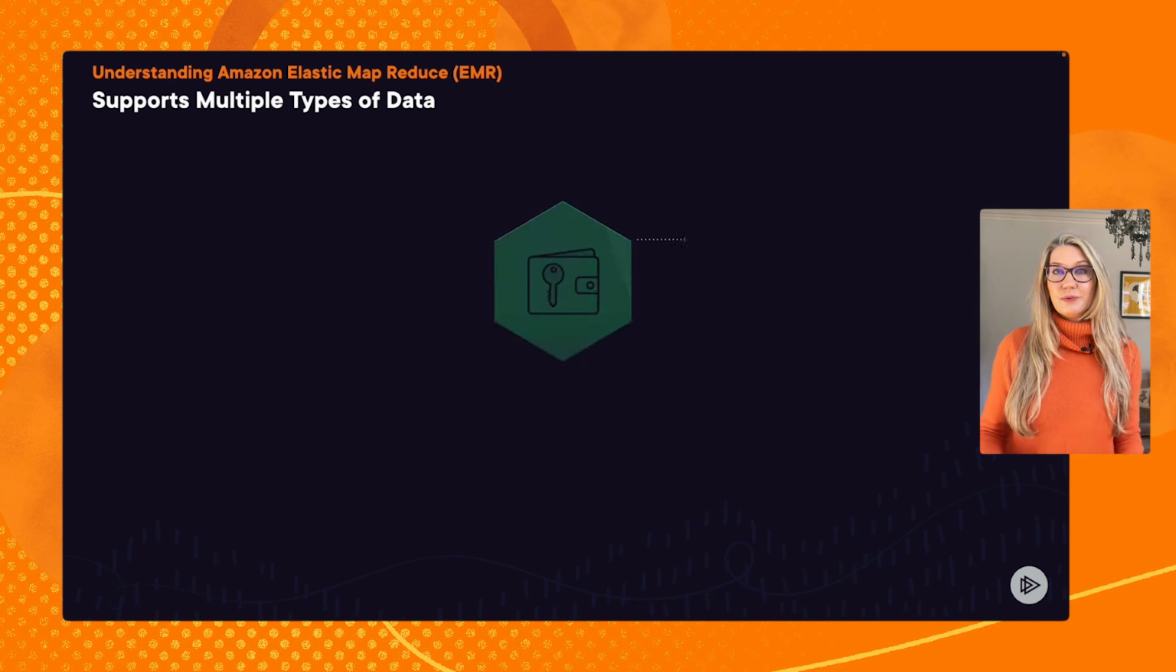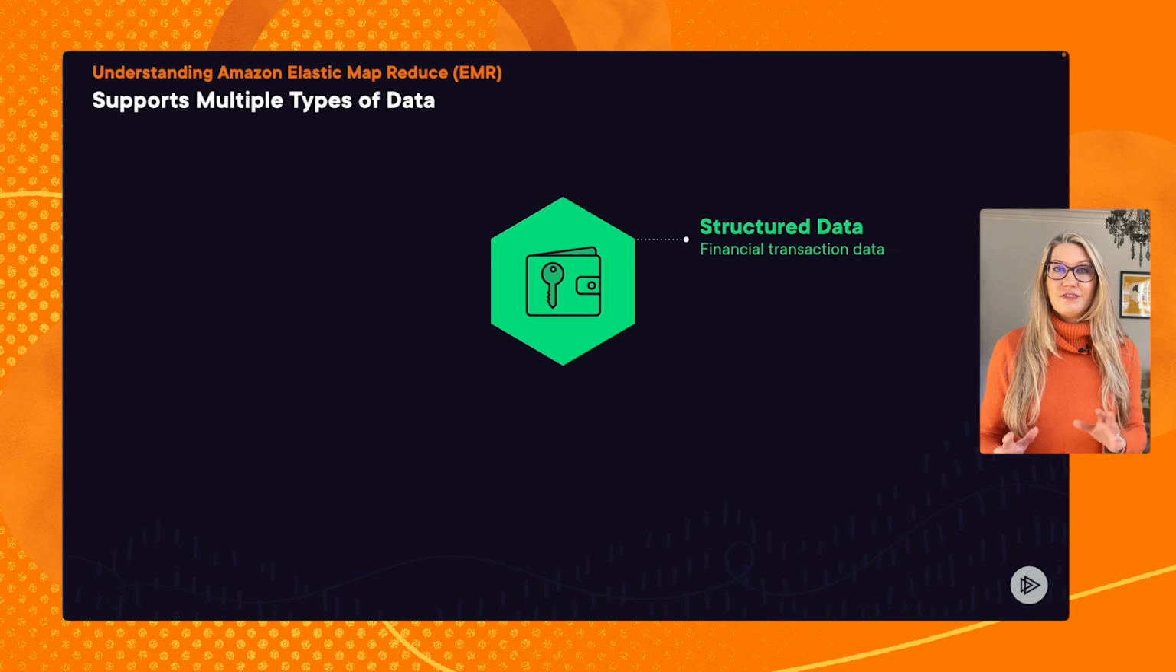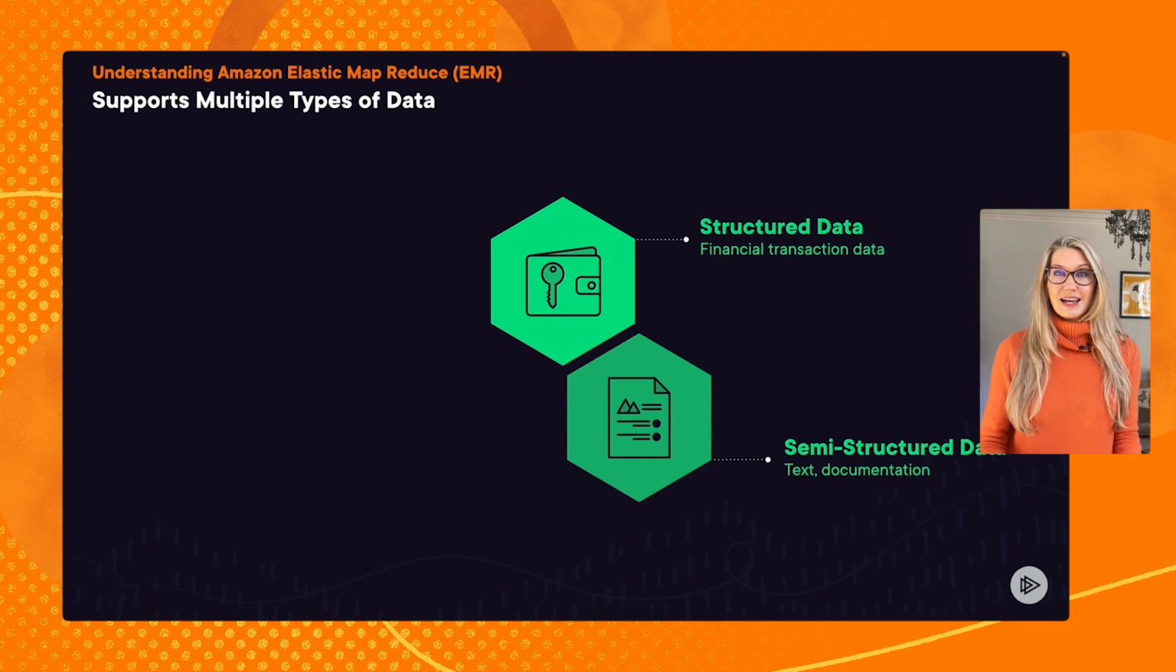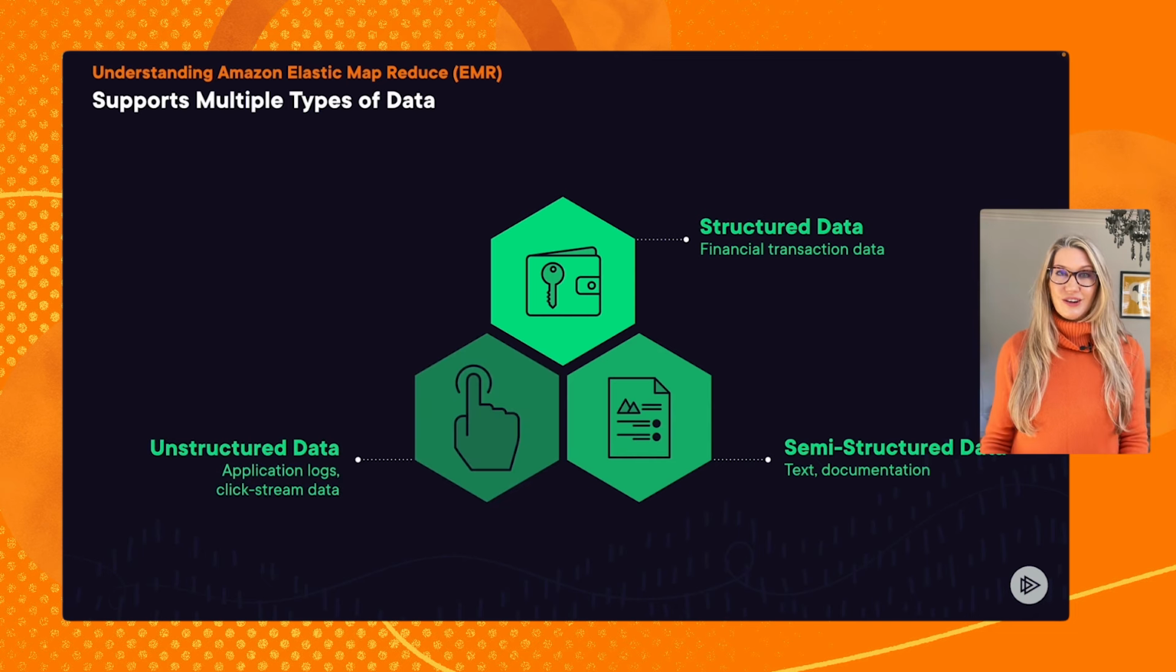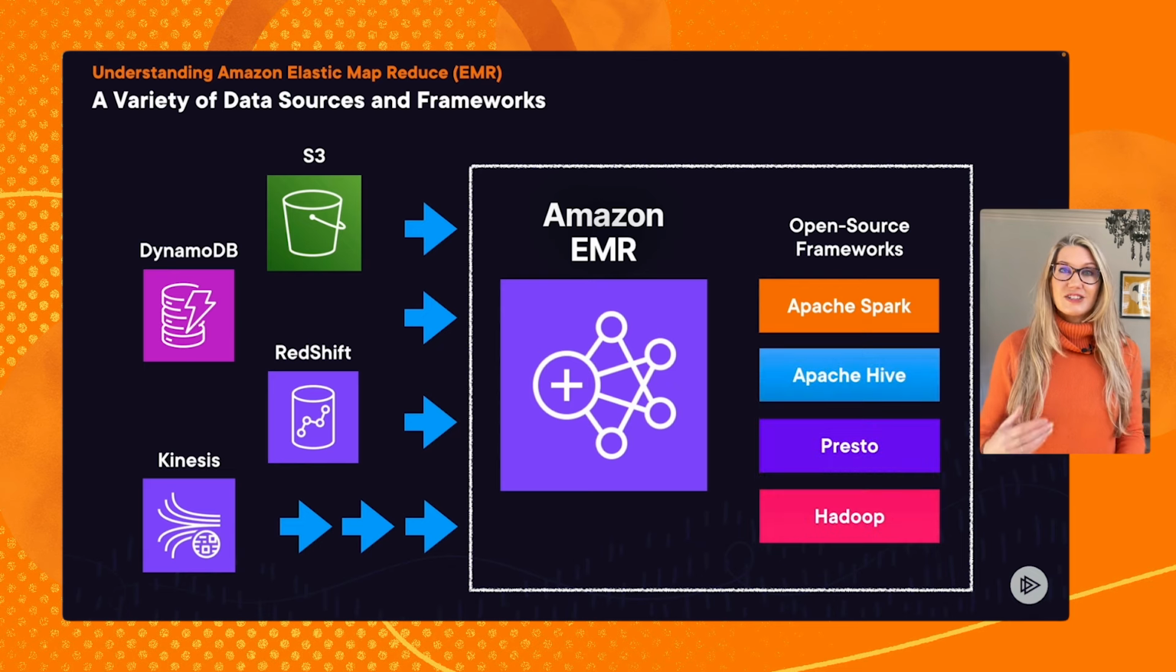Number 3 is Amazon EMR or Elastic MapReduce, and this is a fully managed big data platform. It supports structured data, for instance, financial transaction data, as well as semi-structured data like text documents, and unstructured data like application logs. And it allows you to select from a variety of commonly used open source technologies like Apache Spark, Apache Hive, Presto, and Hadoop.